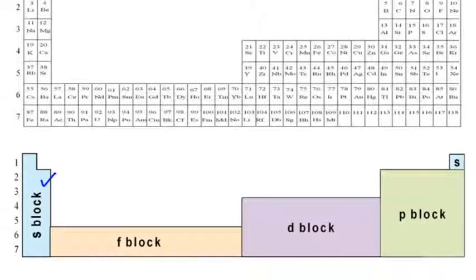All the elements right there have the last electrons going in the s orbital. All the elements in the f block have the last electrons going in f orbitals. All the elements in the d block have their last electrons going in d orbitals. And finally, all the elements in the p block have their electrons going into p orbitals. So how can we use that organization to figure out electron configurations?